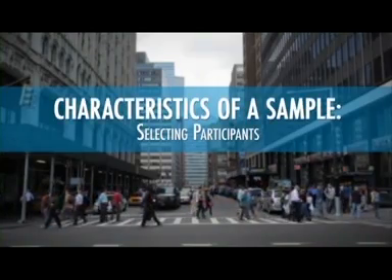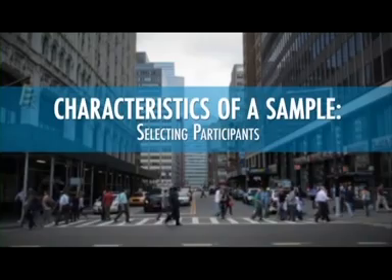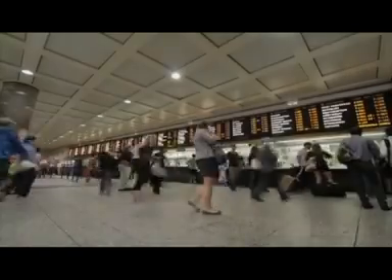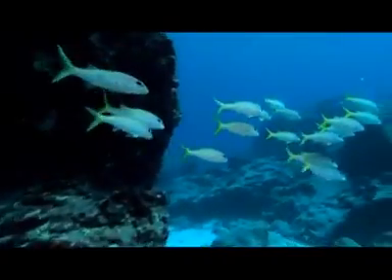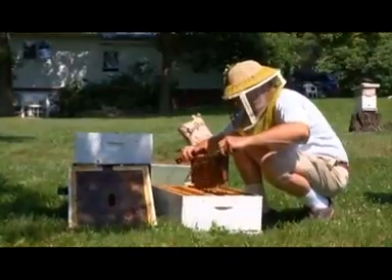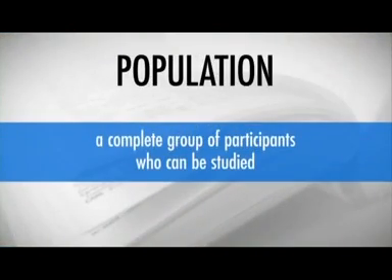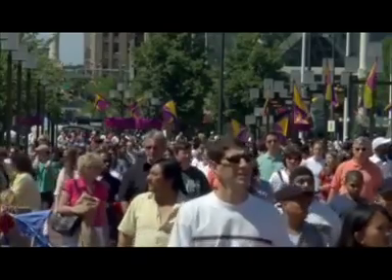Characteristics of a sample. Selecting participants. A population consists of every individual human being, plant, animal, or natural phenomenon that is part of your specific area of interest. In social science, it is the group of people you're trying to learn about, the complete group of participants who can be studied. It includes everyone of interest, so the group is very, very large.